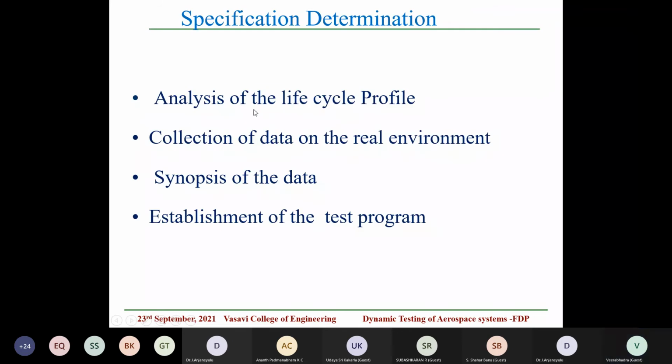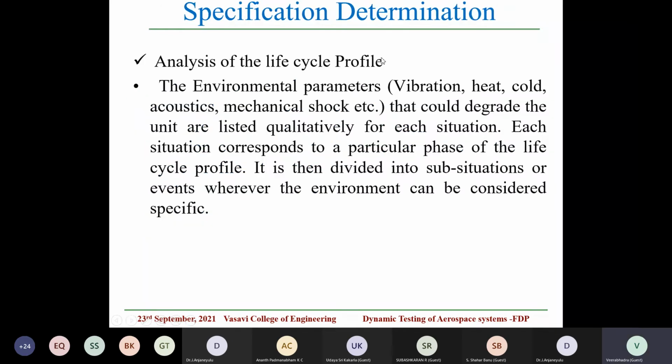So now I will tell some steps on how to derive the specification determination. For example, you need to know the analysis of the life cycle profile. You have to collect the data and convert the data into different environments, and for each environment you have to establish a test program. A typical analysis of the life cycle means what environments it is going to be subjected to, right? It's from design, production, and also use actually. So all the environments have to be listed and then subdivided into subcategories.